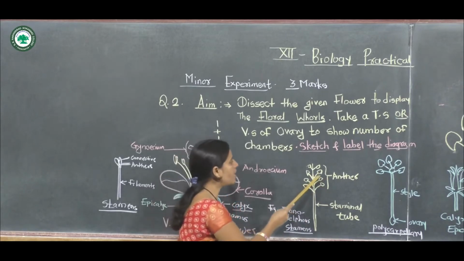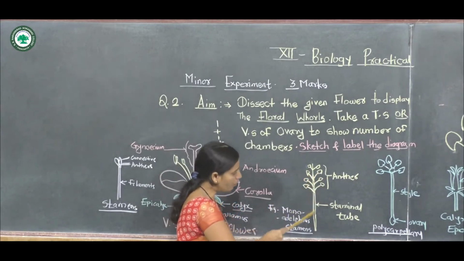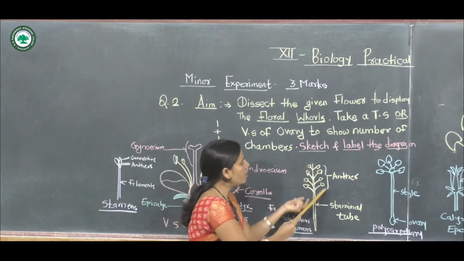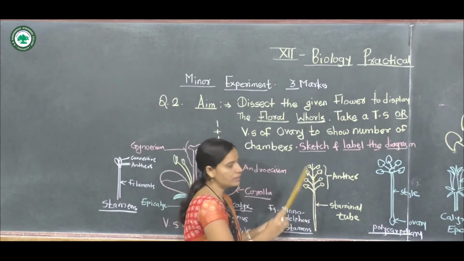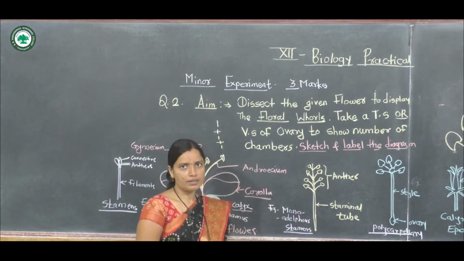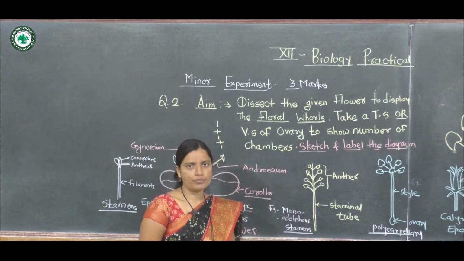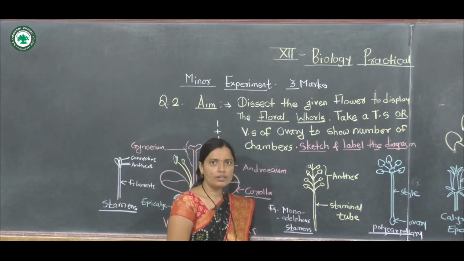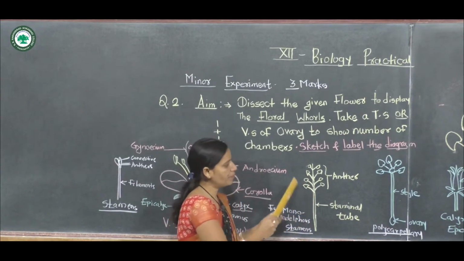Means these stamens are joined and found in the staminal tube, and many stamens and anthers are present in this part, which is called the androecium. This androecium is the male reproductive whorl of the flower.